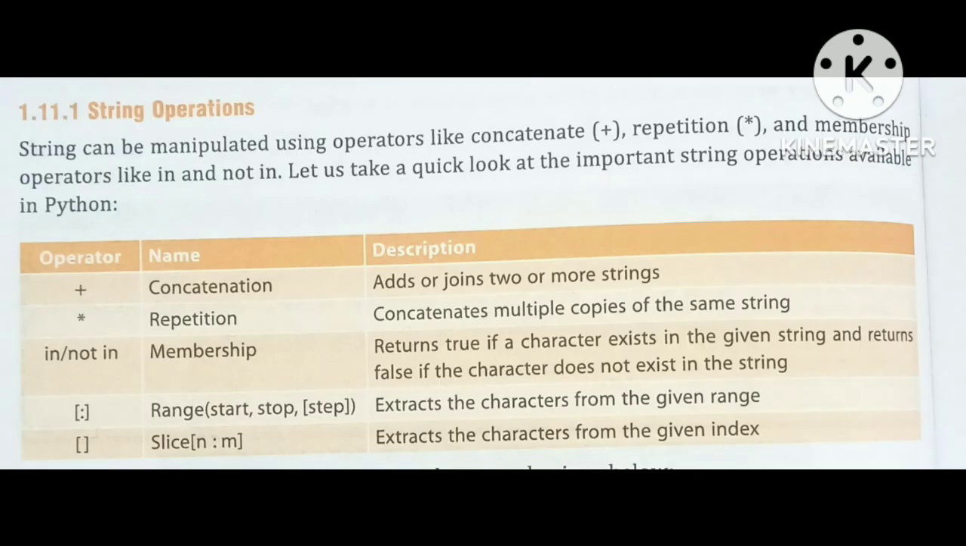String operations. A string can be manipulated using operators like concatenate, repetition, and membership operators like in and not in. Let us take a quick look at the important string operations available in Python. Concatenation adds or joins two or more strings. Repetition concatenates multiple copies of the same string. Membership returns true if a character exists in the given string and returns false if the character does not exist in the string. Range extracts the characters from the given range. Slice extracts the given characters from the given index.